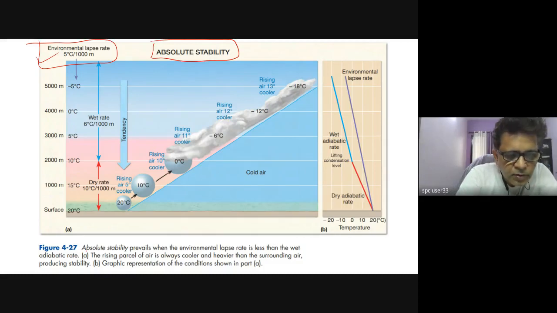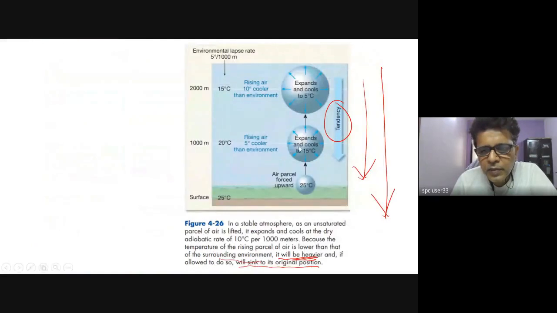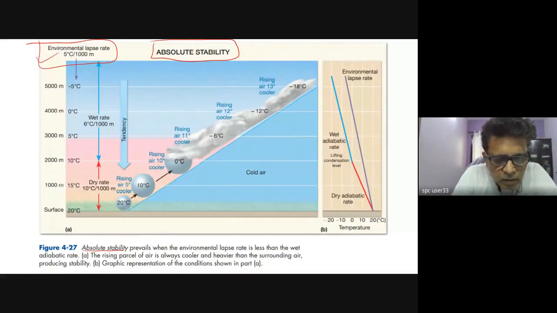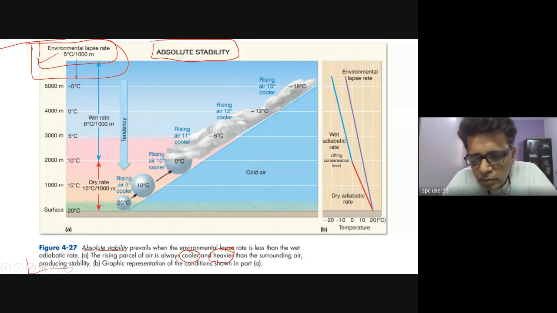So absolute stability, what does it say? Absolute stability prevails when the environmental lapse rate is less than the wet adiabatic lapse rate. The rising parcel of air is always cooler and heavier than the surrounding air. The rising parcel is always cooler, which is what we saw earlier. Now we are seeing the same condition in a more explained diagram. The rising parcel is always cooler and heavier than the surrounding air. This environmental lapse rate is producing a type of stability.